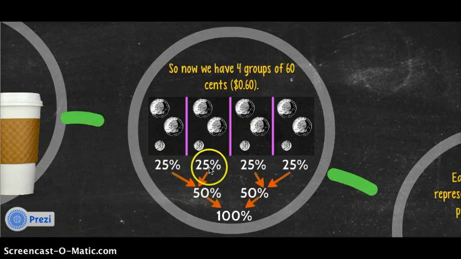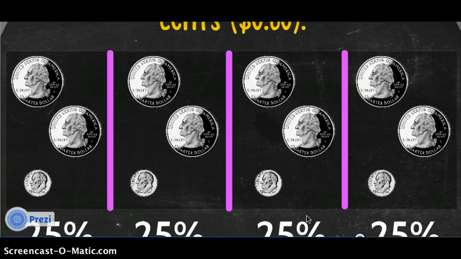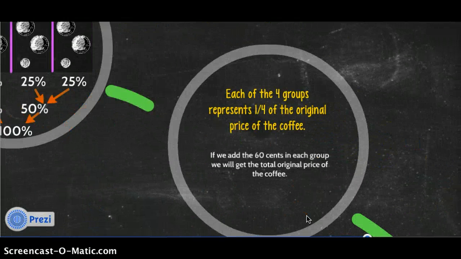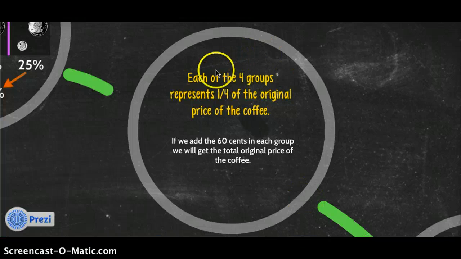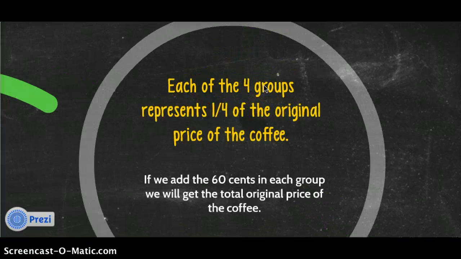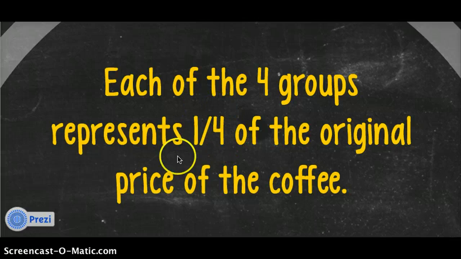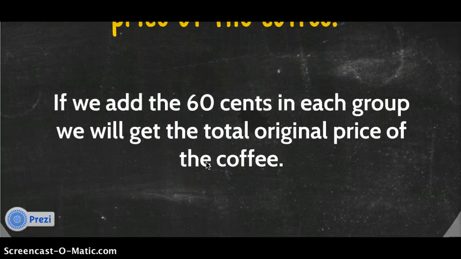So if we add that 25 plus 25, we get 50%. 50 plus 50 would be the 100% of the total cost of coffee. So if we add all 4 of these groups, we should get the original price. So here, each of the 4 groups represents 1/4 of the original price of coffee. So if we add 60 cents in each group, we'll get to the total price of the original coffee.